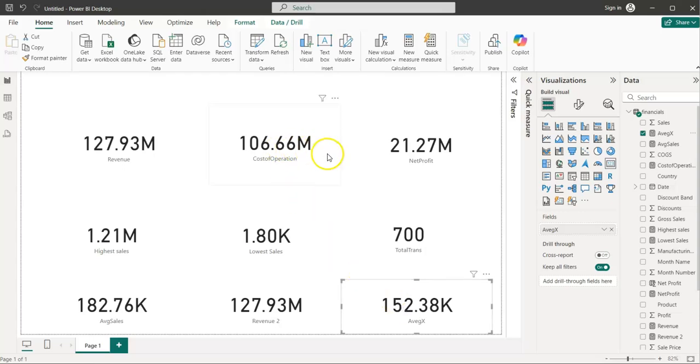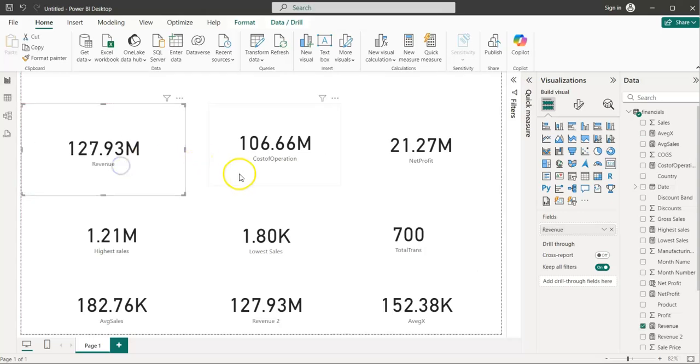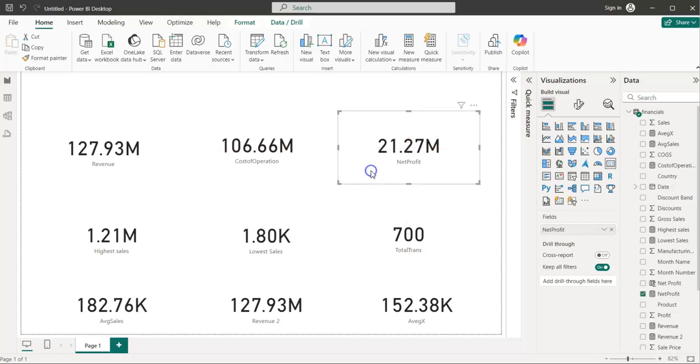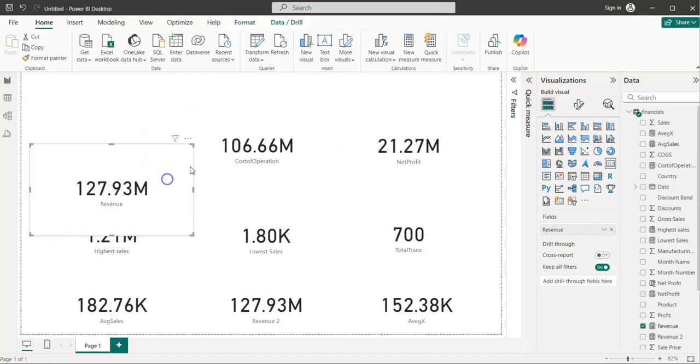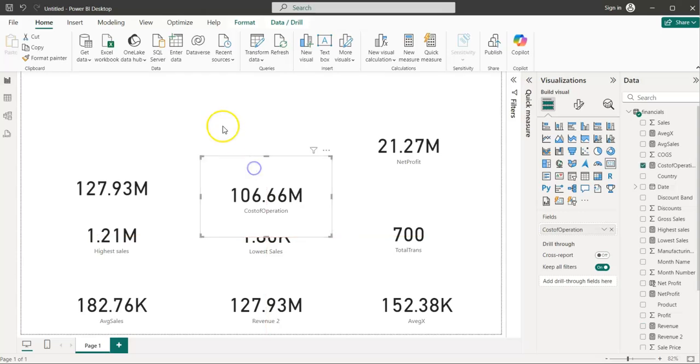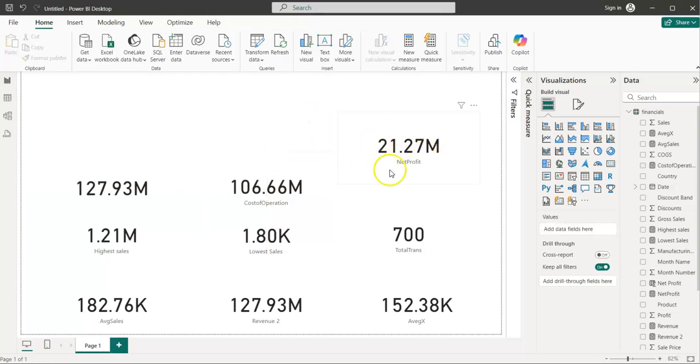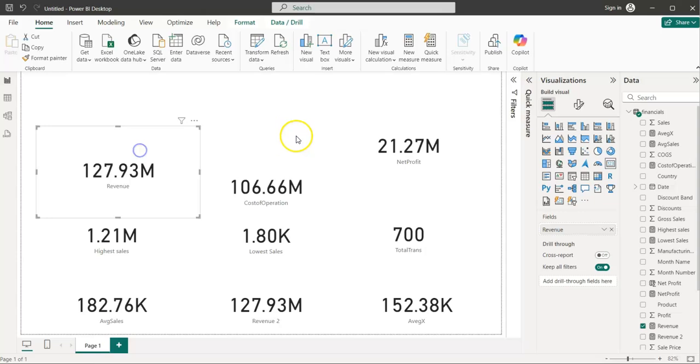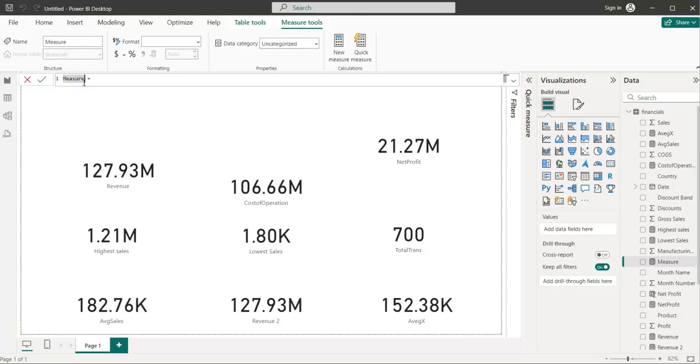So now let us see how we can calculate the profit margin. Calculating profit margin is essential when it comes to business analysis. Now that we've calculated the revenue, the cost of operation, and the net profit, we may also want to get another KPI called profit margin. To calculate it, we're going to use the basic formula for profit margin, which is our net profit divided by the revenue. So let's create a new measure, and we're going to call this profit margin.